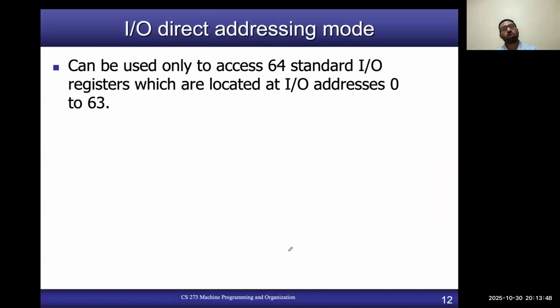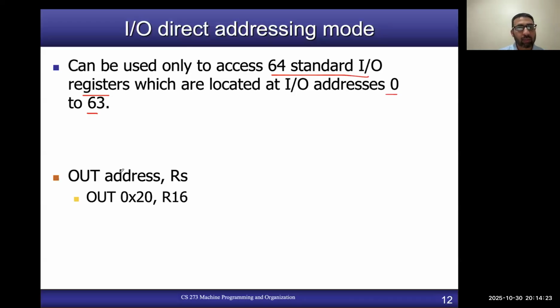Okay. So next addressing mode, IO direct addressing mode. This mode can be used only to access 64 standard IO registers, which are located at the IO addresses 0 to 63. So this addressing mode cannot be used with, for example, the LDS instruction. Or if you want to use the IO registers which are in the extended IO address, then this addressing mode cannot be used. So here is an example.